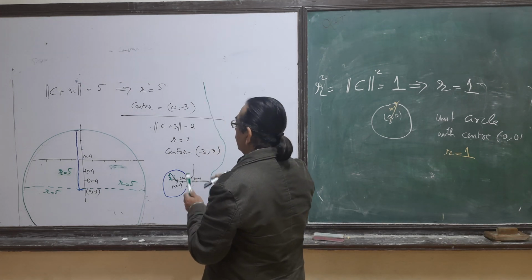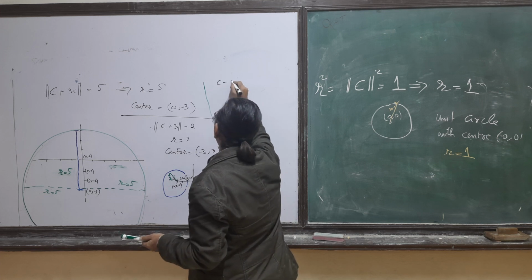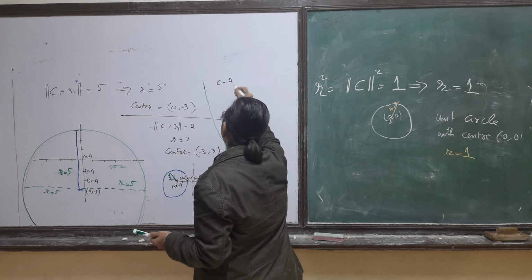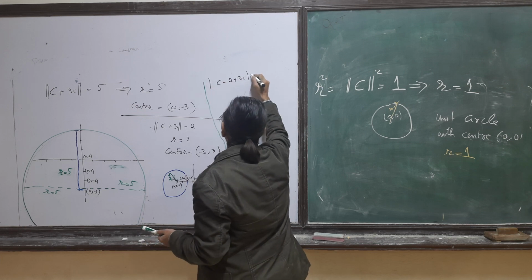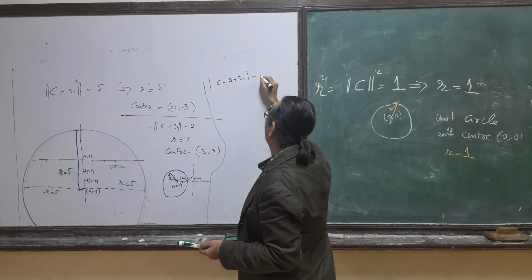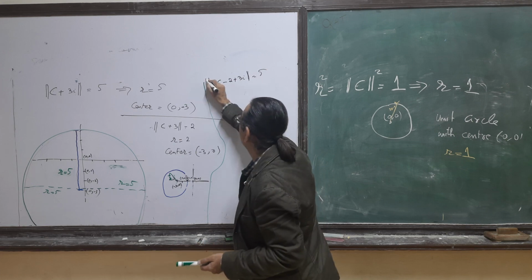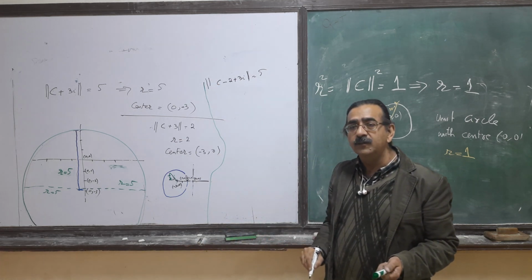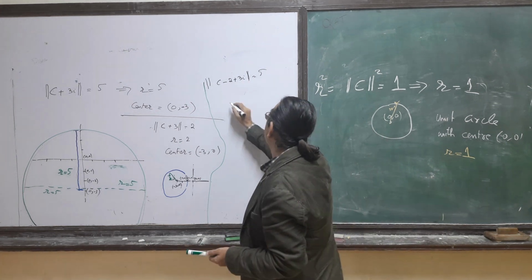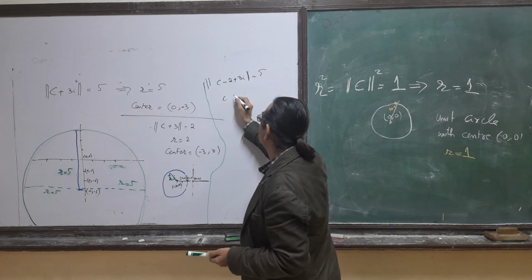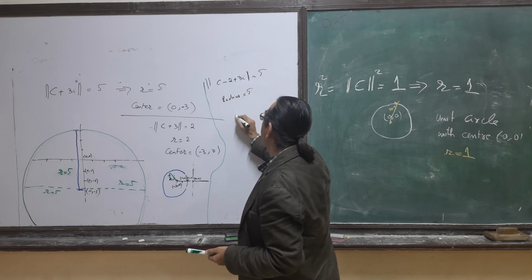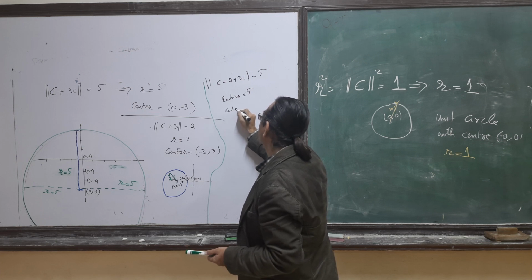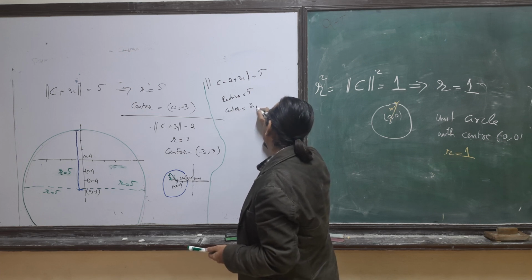For example, if |z - (-2 + 3i)| is equal to 5, okay, if this is equal to 5, then the radius will be equal to 5 and the center will be 2 minus 3.